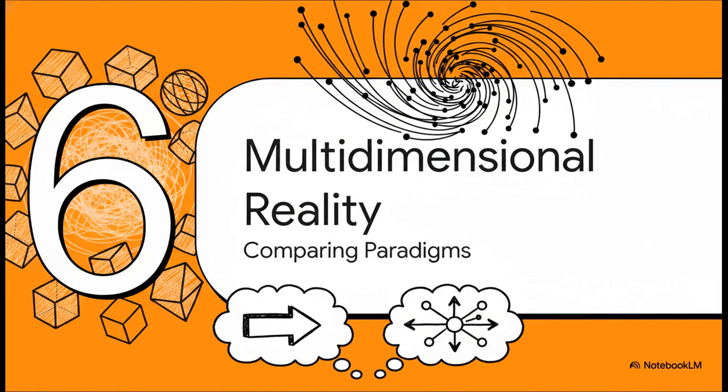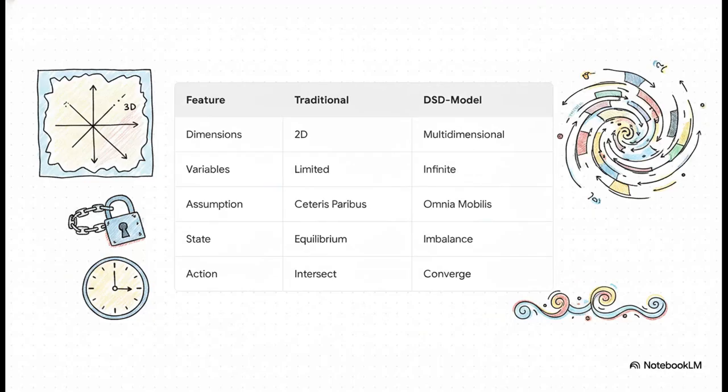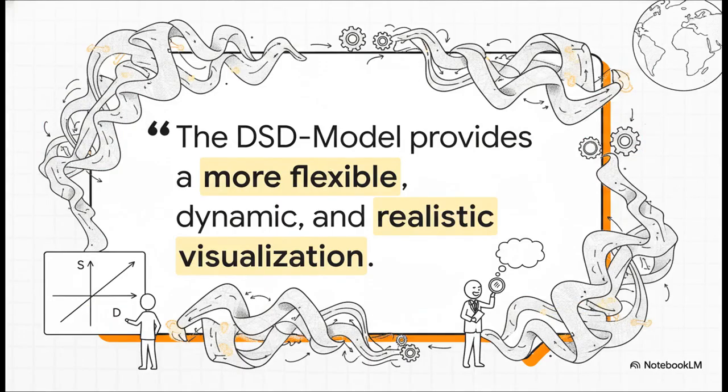Finally, Section 6, a multidimensional reality. When we step back and compare these two paradigms side by side, the evolution is pretty striking. We're graduating from a 2D world focused only on price and quantity into a multi-dimensional arena handling infinite variables. We've essentially traded the frozen fantasy of ceteris paribus for the continuous motion of Omnia Mobilis, leaving behind the myth of a permanent equilibrium for the much more accurate reality of dynamic imbalance. To sum it all up, our source material notes that, quote, the DSD model provides a more flexible, dynamic, and realistic visualization of market interactions.